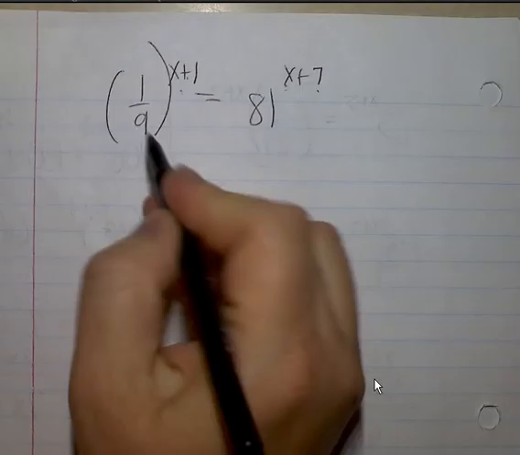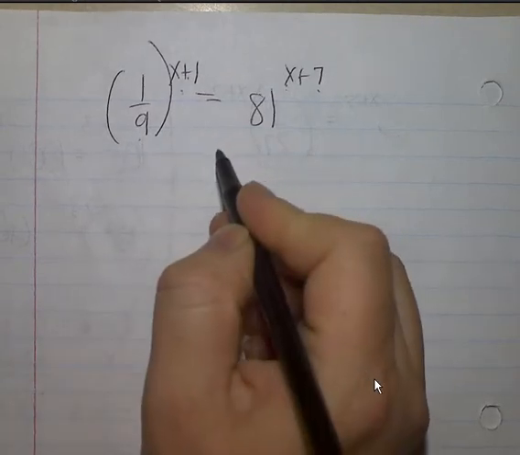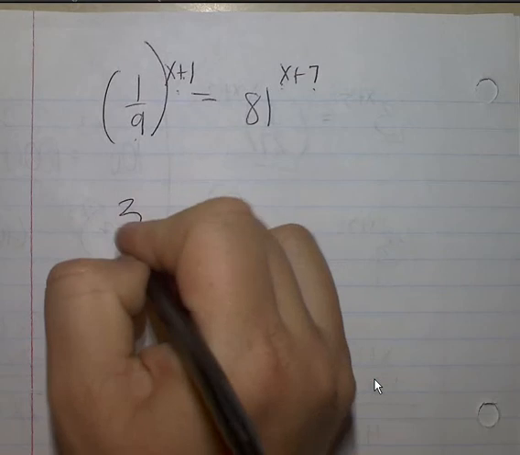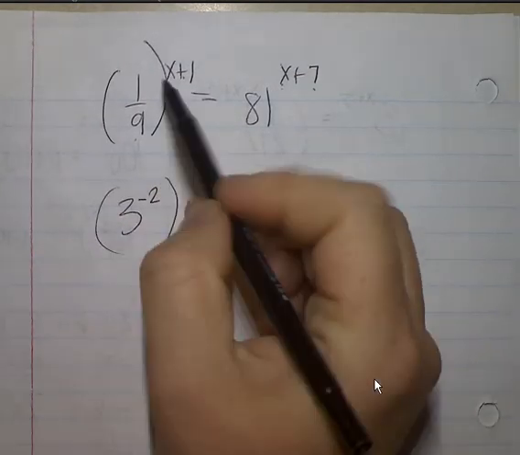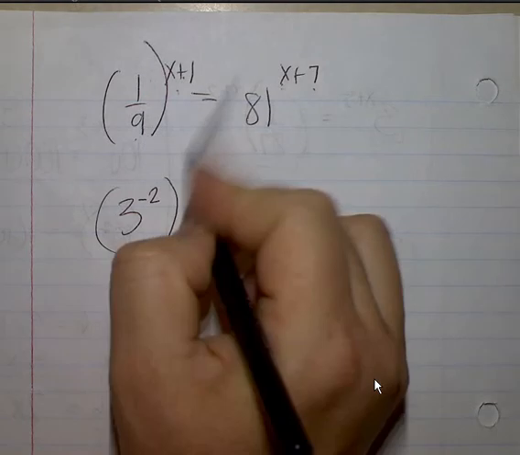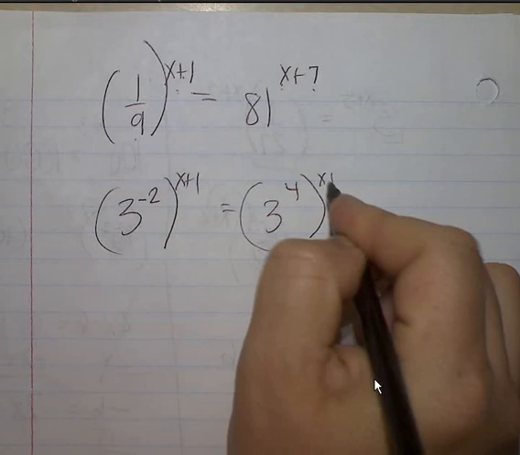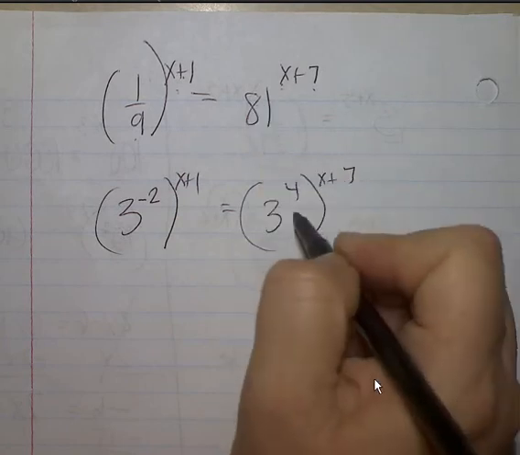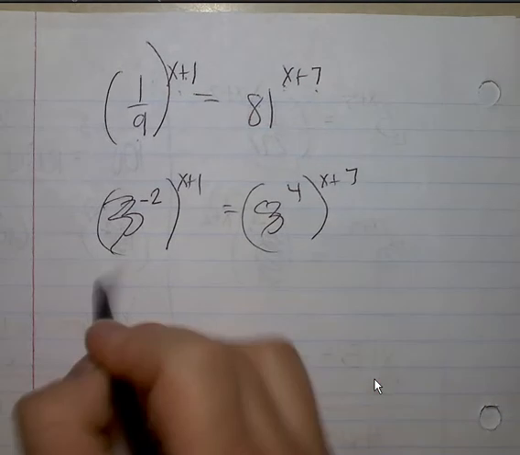So each one of these, yes, I could write them as a 9, but is there a smaller number? You have to go to the smaller number. So this is 3 squared. It is negative 2 because the 9 is on the bottom. And this is 3 to the 4th, and it is positive because it is not 1 over 81.